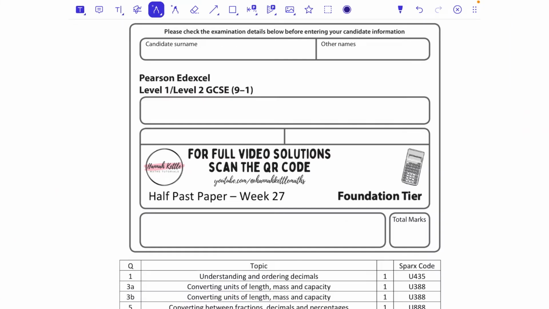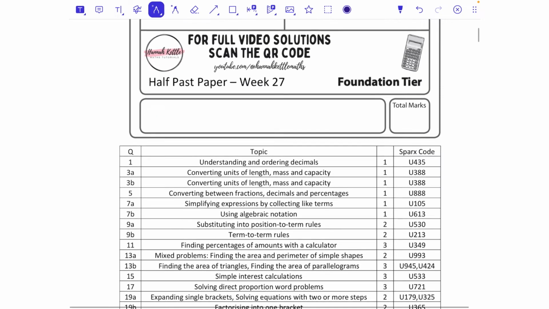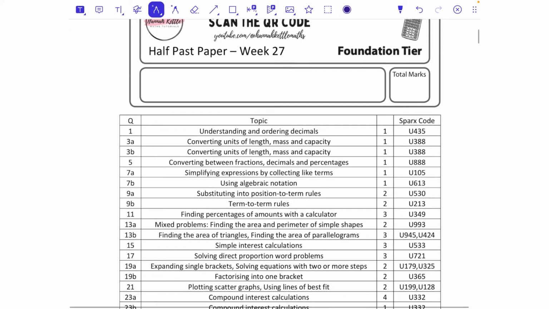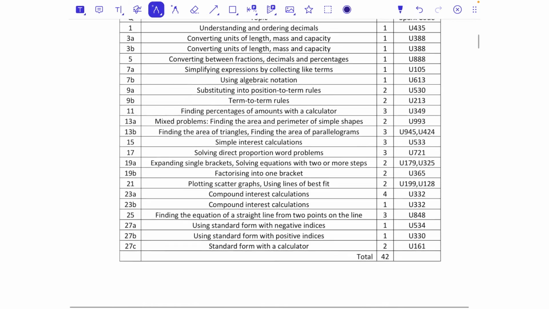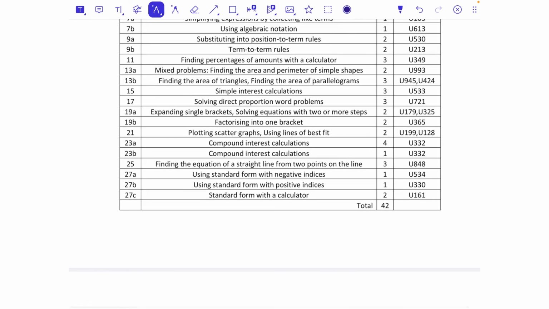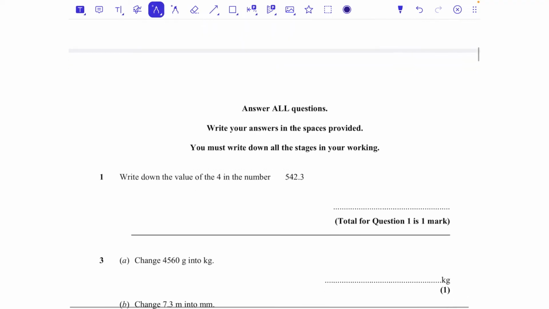This is Half Past Paper Week 27 for the Foundation tier, calculator paper this week, and we're doing all of the odd numbers of this paper. These are all the topics that we're going to do and how many marks they're worth. Total 42 marks instead of the full 80 that would be on a paper.